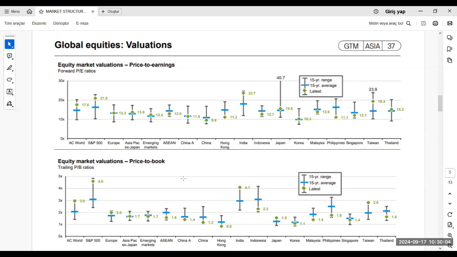And if I change the market valuation to price to book ratio, not the price to earning, what we mean by price to book ratio, let me recall the definition for those who cannot remember from our previous session. Price to book ratio is this. Let's say Dr.